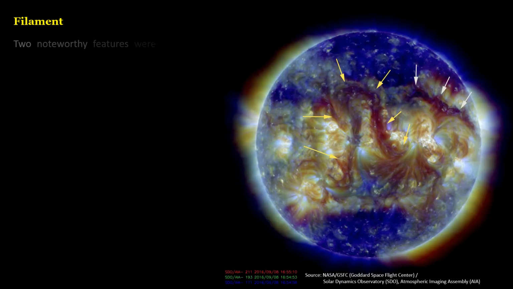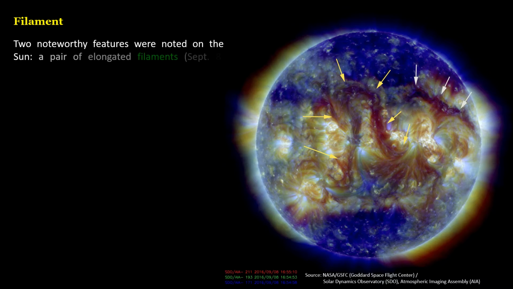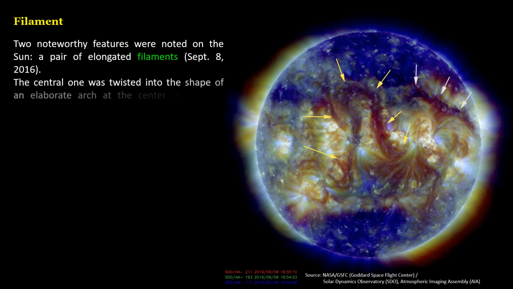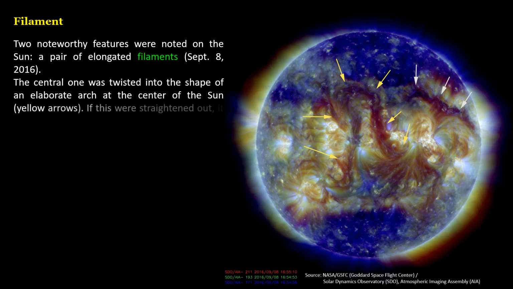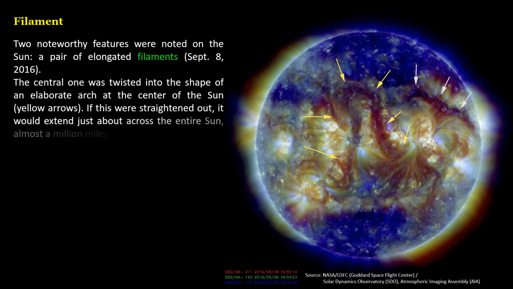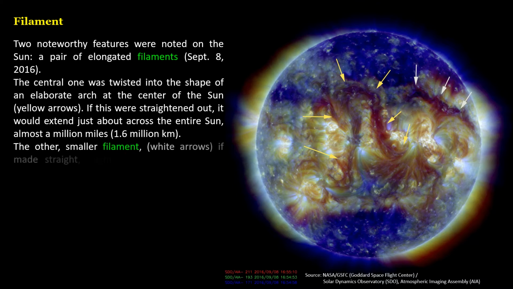Two noteworthy features were noted on the Sun: a pair of elongated filaments, September 8, 2016. The central one was twisted into the shape of an elaborate arch at the center of the Sun, yellow arrows. If this were straightened out, it would extend just about across the entire Sun, almost 1 million miles, 1.6 million kilometers. The other, smaller filament, white arrows, if made straight, might reach about half that distance.